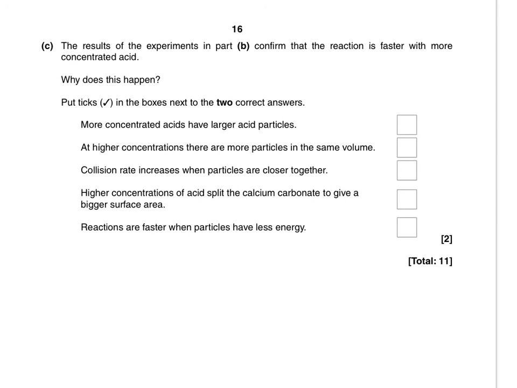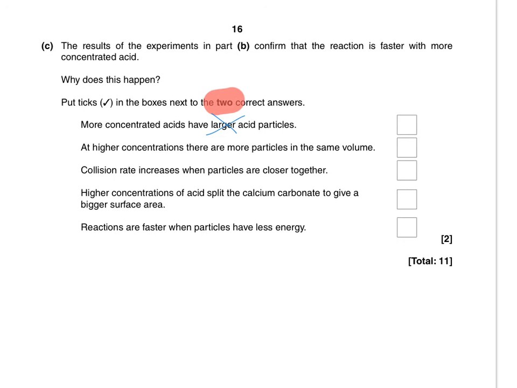Then we go, the results of the experiment in part B confirm that the reaction is faster with more concentrated acid. Why does this happen? Again, ticks in the boxes, and it's 2 correct answers. Okay. More concentrated acids have larger acid particles. Well, that's nonsense. At high concentrations there are more particles in the same volume. Well, it seems reasonable. Collision rate increases when particles are closer together. Oh, yeah, if you're packed closer together, you're more likely to hit something else.